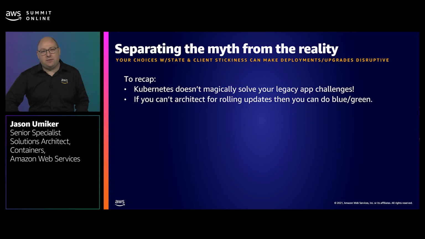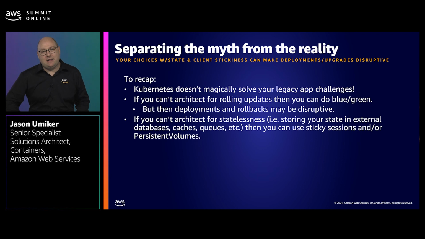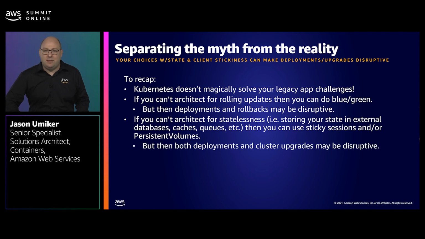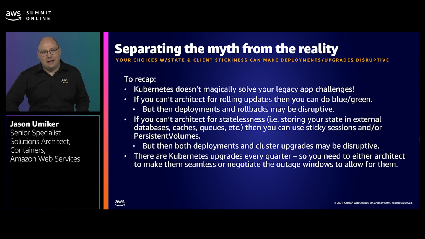If you can't architect for the Kubernetes default of rolling updates, then you can do blue-green instead. But then your deployments and your rollbacks may be disruptive. If you can't architect for statelessness, then you can use sticky sessions or persistent volumes. But then your deployments and cluster upgrades may be disruptive. And there is a new version of Kubernetes every quarter like clockwork. So you need to either architect for upgrades to be seamless, or negotiate the outage windows to allow for them to be done in order to keep up with this fast-moving project and ecosystem.